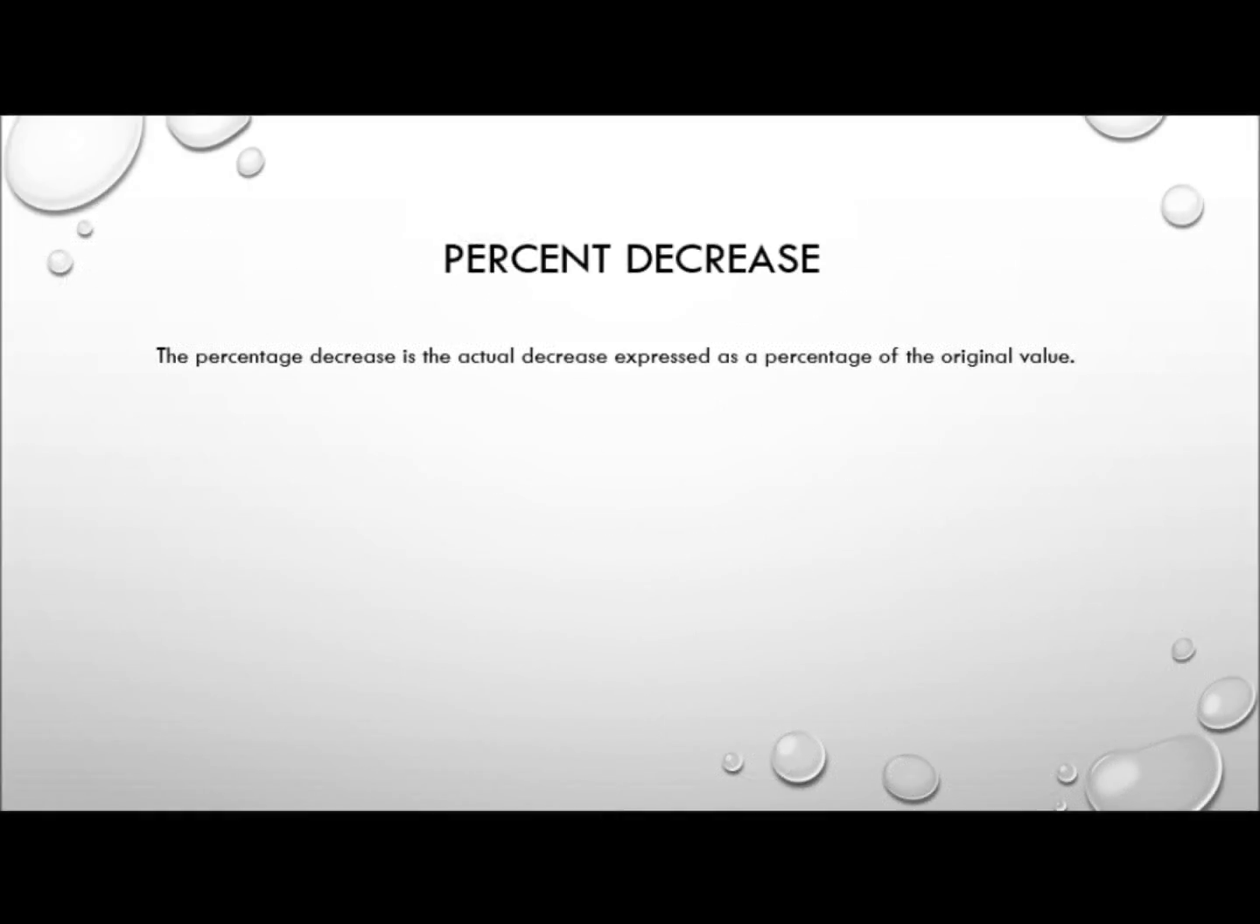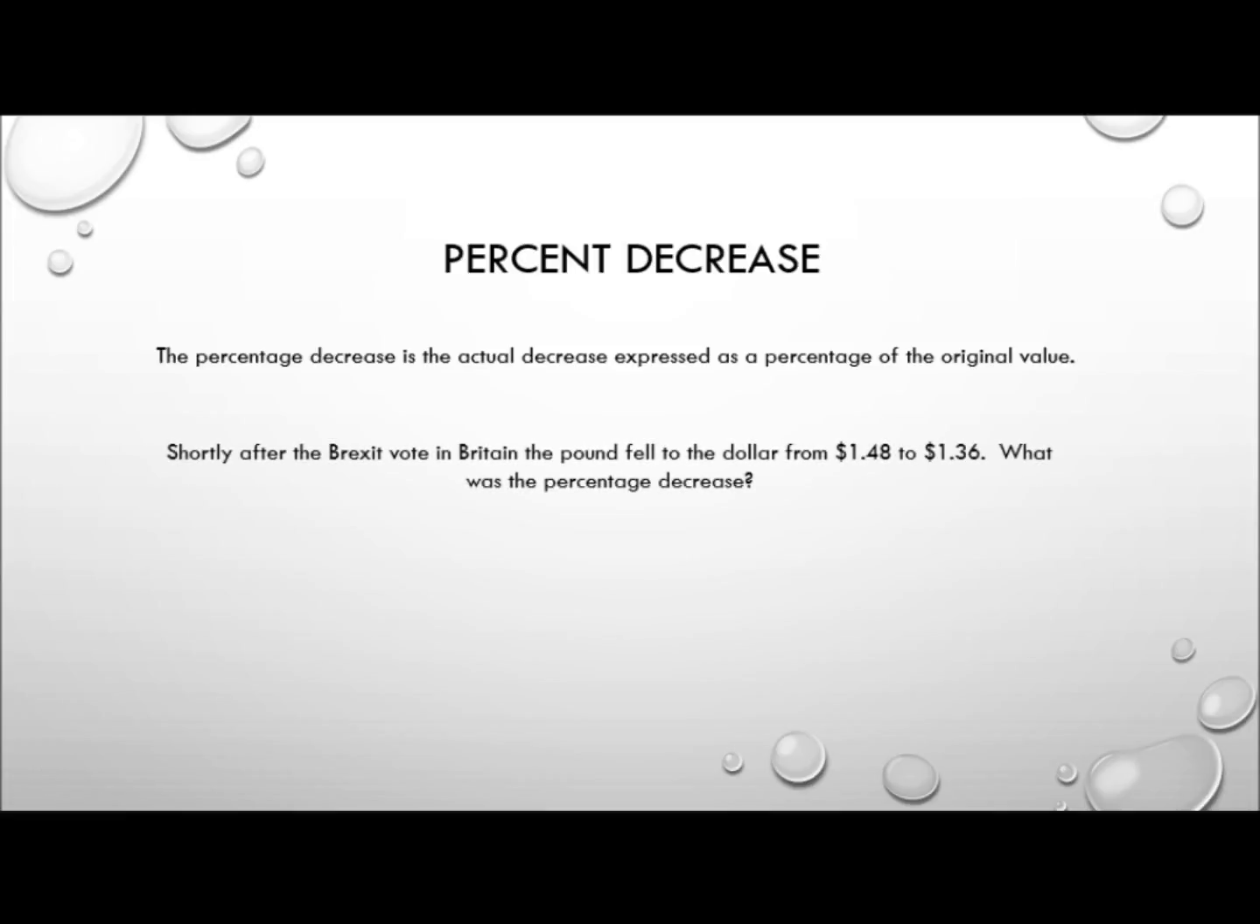Okay, so what do we mean by percentage decrease? Well, the percentage decrease is the actual amount that it's decreased by expressed as a percentage of the original value. Here in Britain, shortly after the Brexit vote, the British pound fell to the dollar from a historic value of $1.48 just before the vote came in to $1.36 just after. So the question is, what was the percentage decrease in the value of the pound?